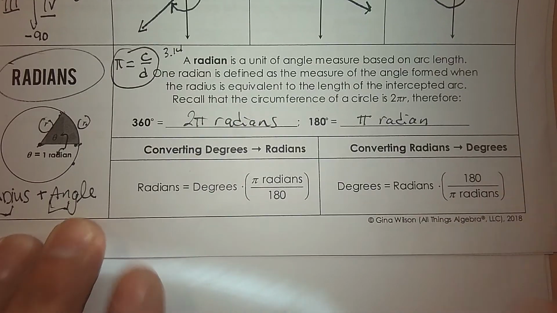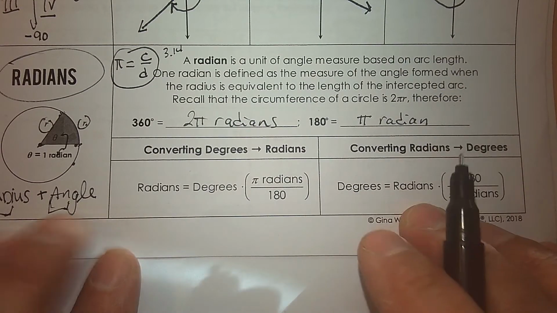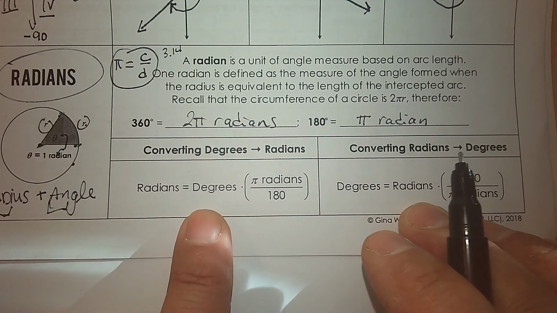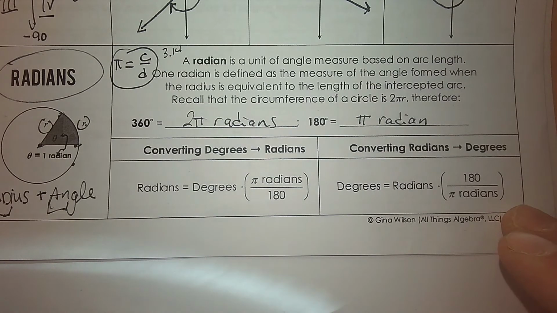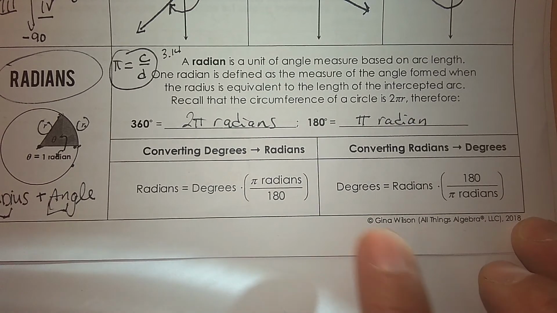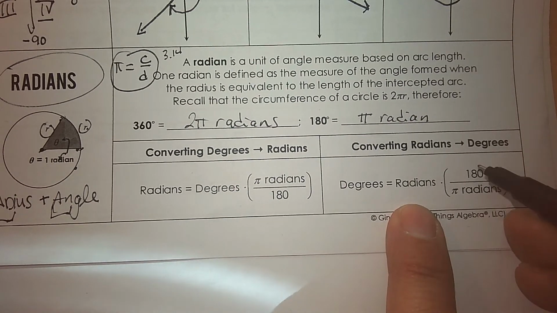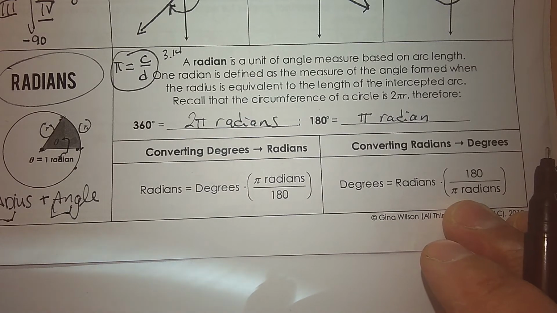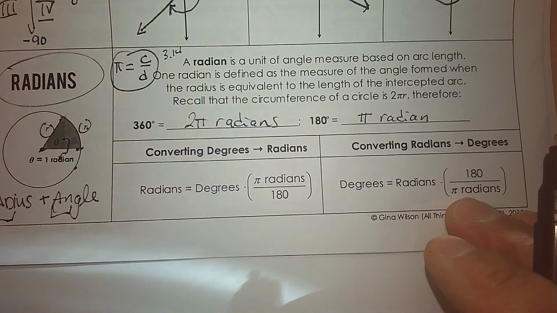So how do I convert one way or the other? If I have degrees, I'm going to go pi over 180 times the degrees to get radians. If I have radians, I'm going to do the reciprocal to go in the other direction. So to get degrees, radians times 180 over pi. So we're going to practice: can you convert? And I'm going to let you use your calculator, if you have it.